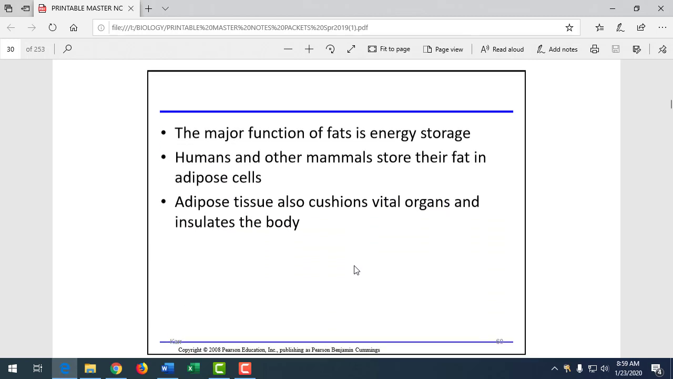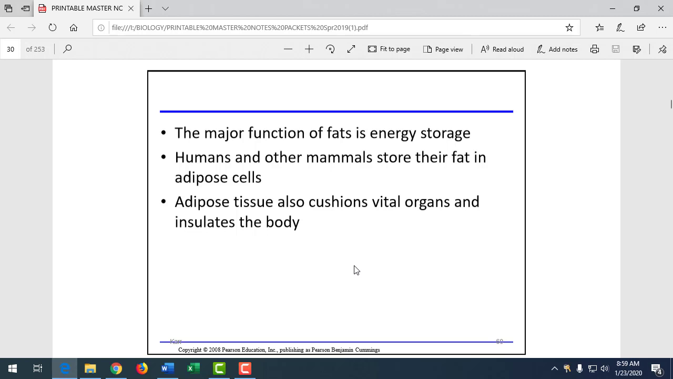All right, so why do we need fats in the body? Energy storage. So it's important that we have some fat on our body. In the event we get sick and we can't take foods in, we have a little bit of storage. And another benefit is cushion.